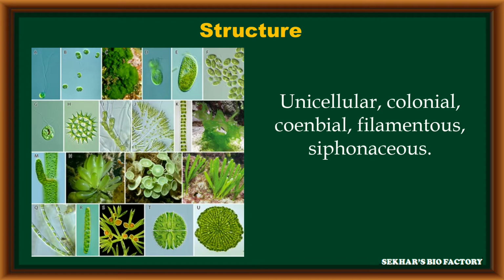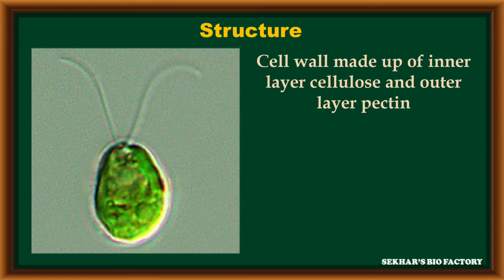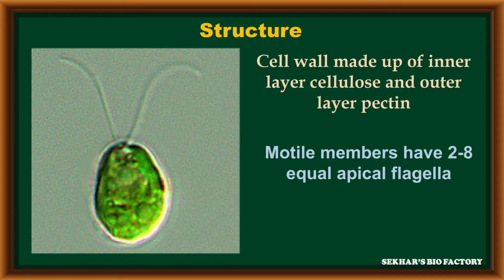In the structure of Chlorophyceae members, these members are generally unicellular, colonial, coenobial, filamentous, and siphonaceous in nature. The cell wall of these members is made up of two layers. The inner layer is made up of cellulose and the outer layer contains pectin. Some of the motile members have 2 to 8 equal flagella at the apical portion.